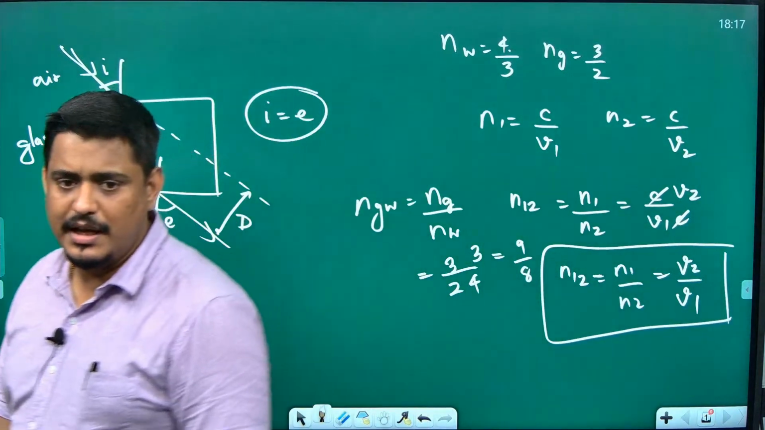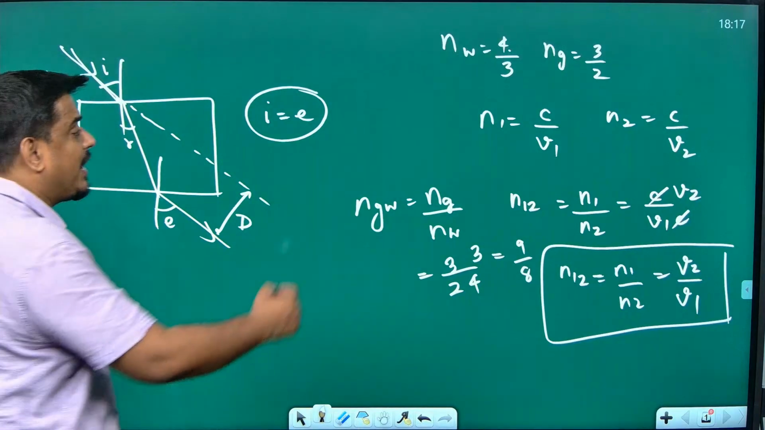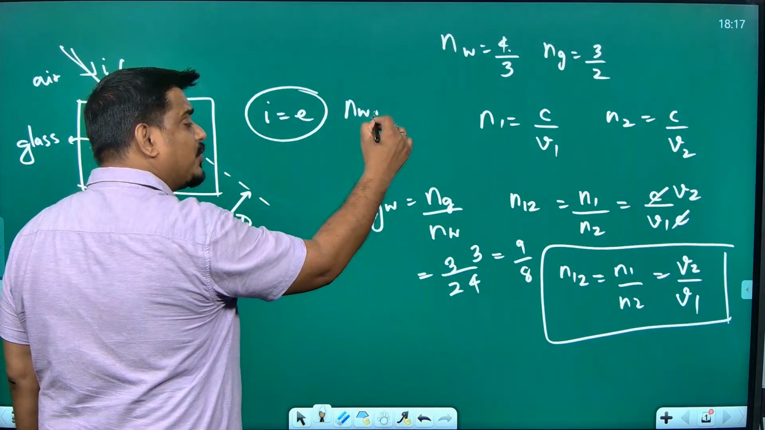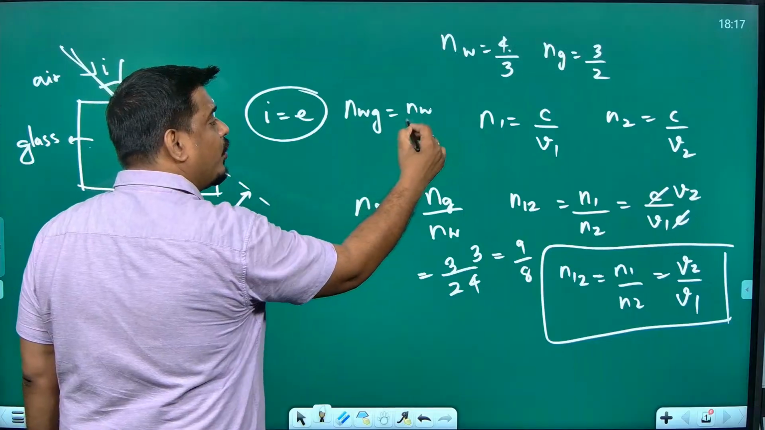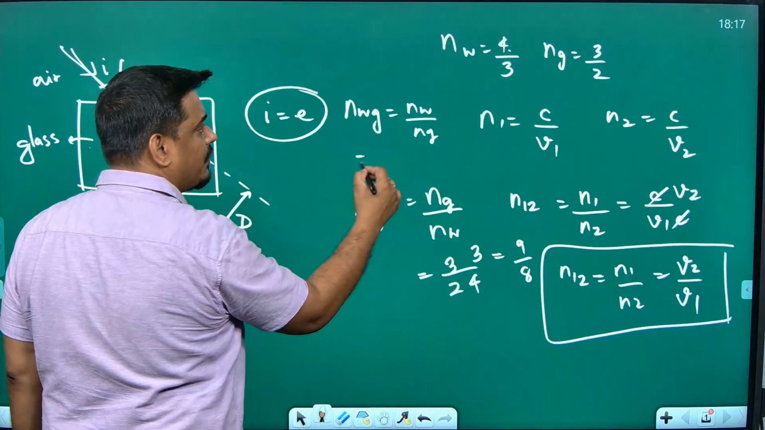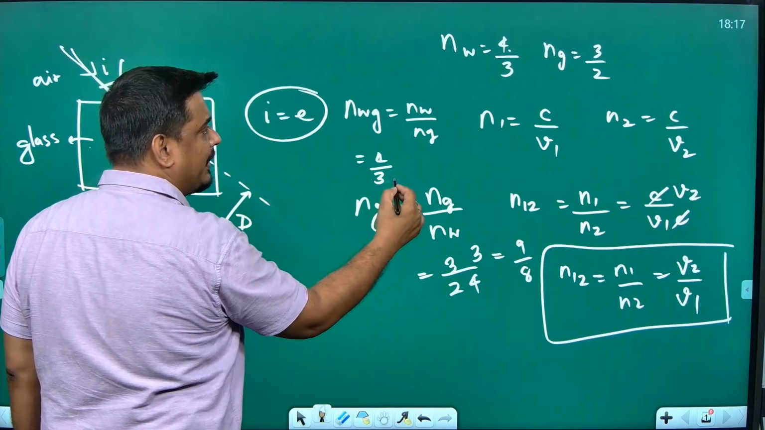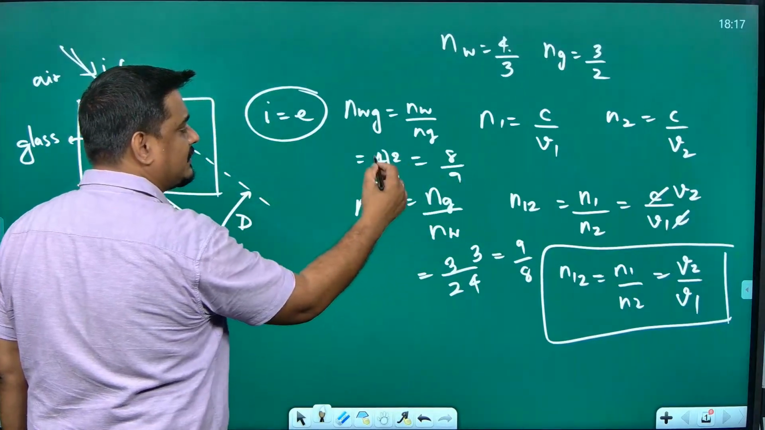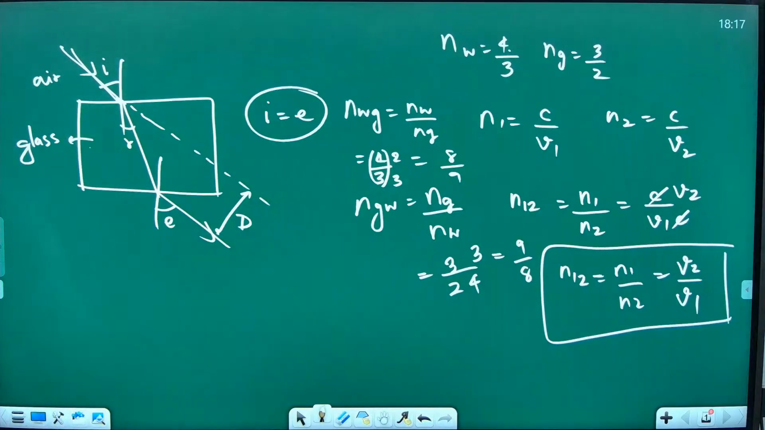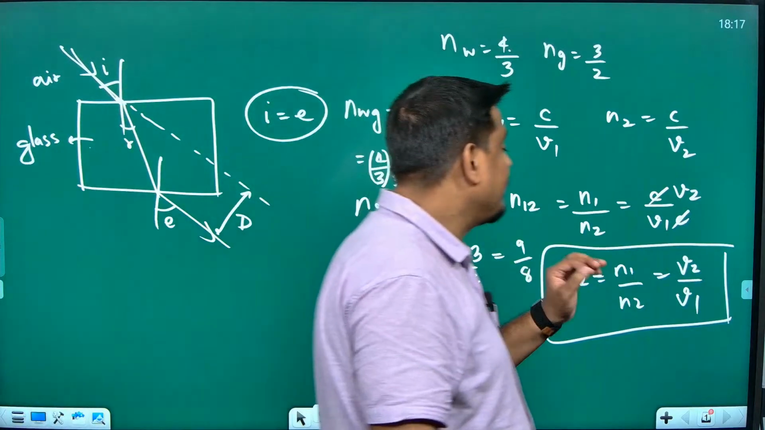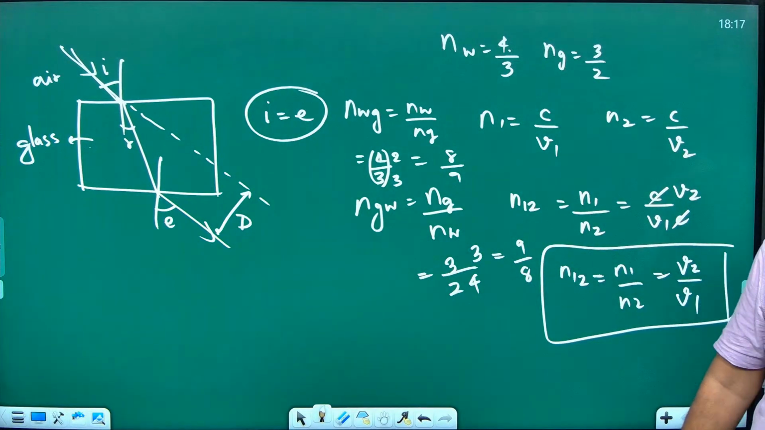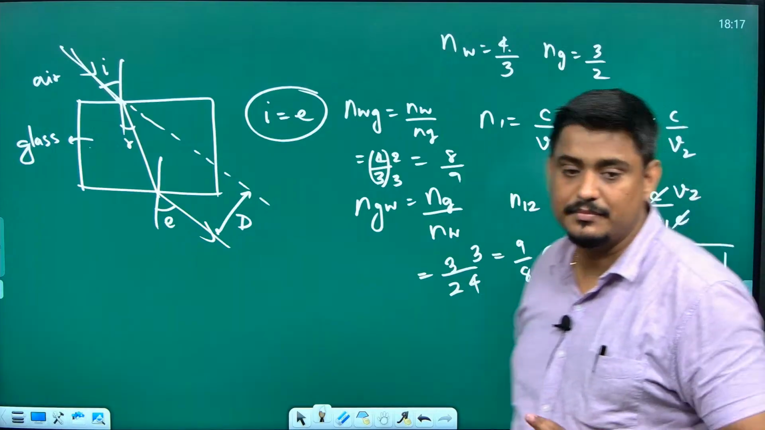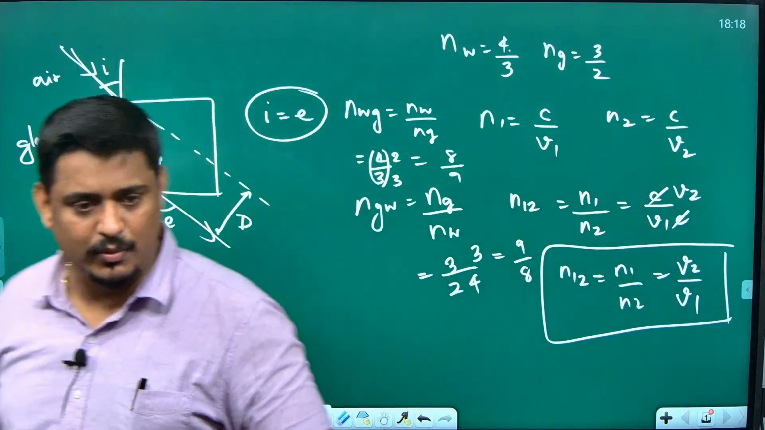Are you getting my point? If they would have asked you what is the refractive index of water with respect to glass, it will be n_w by n_g, which will become equal to 4/3 by 3/2, which will become equal to 8/9. I hope you are getting my point. This kind of question will come, where they may give you the refractive index of two different mediums and ask you the relative refractive index between them. Be very careful about it.